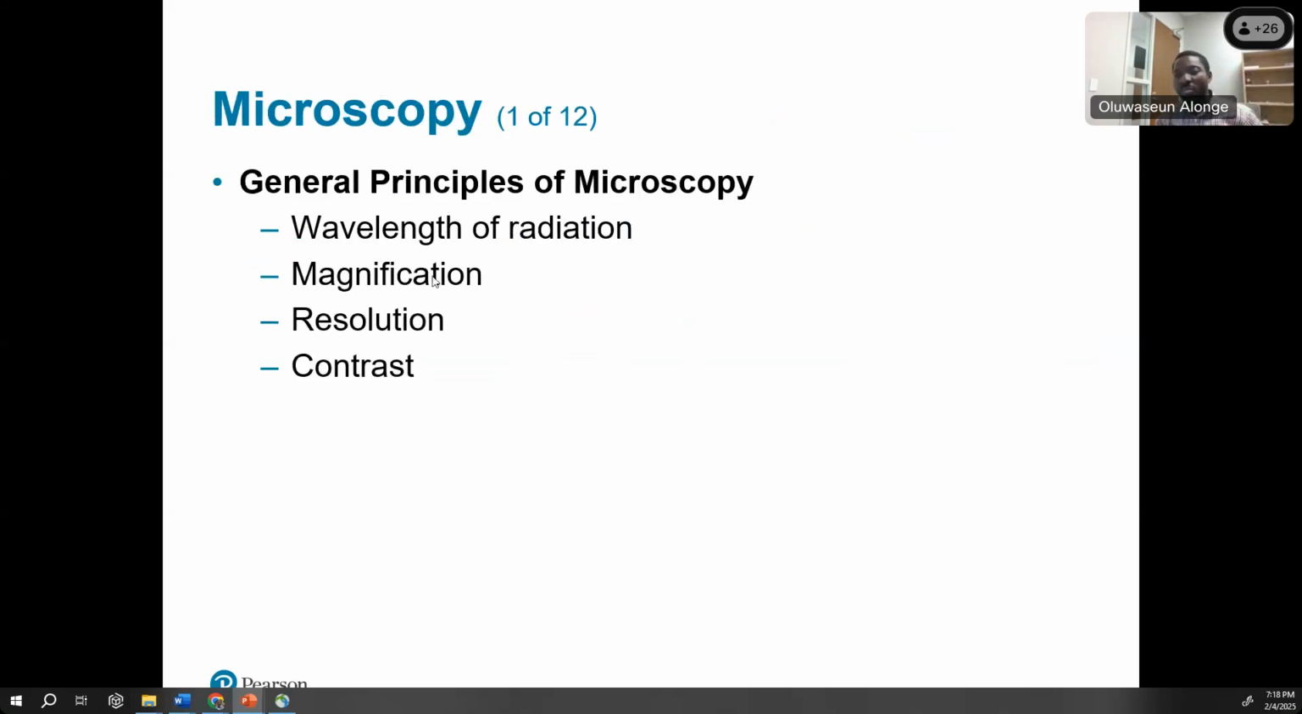Whenever you are looking at the microscope, there are four things that are very important: the wavelength of radiations. We are going to look at magnification, the resolution, and then the contrast.